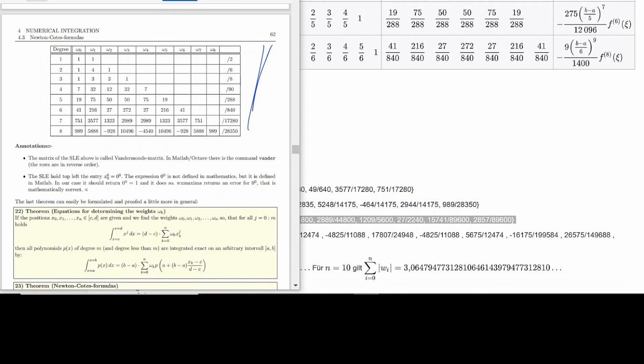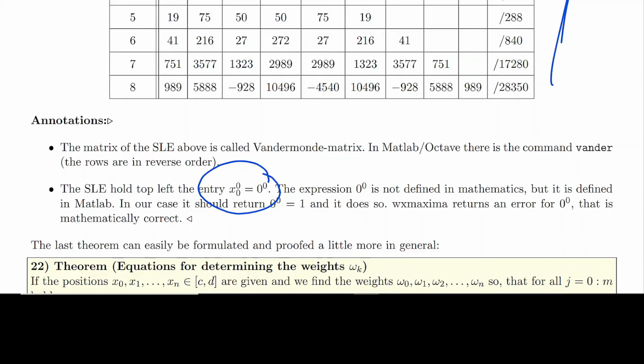This table has to be done only once in life, once in the history of mankind. But we are at the university, so we want to know how these formulas come to life, and that we did in every detail. Okay, and here in my script, one more remark. 0 to the 0th power is not defined normally in mathematics.